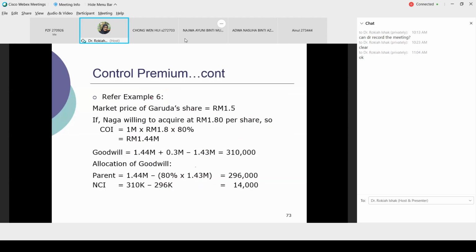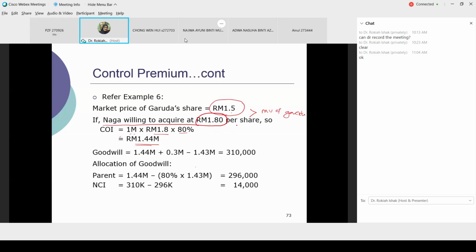For example, here we are using the same example. Assuming that the market price here is RM1.50, but Naga is willing to acquire at RM1.80, which is more than the market value of Garuda. They acquired more than the market value, so they need to calculate the investment here. The investment is 1 million times RM1.80 times 80%. So for 80%, they are willing to pay 1.44.